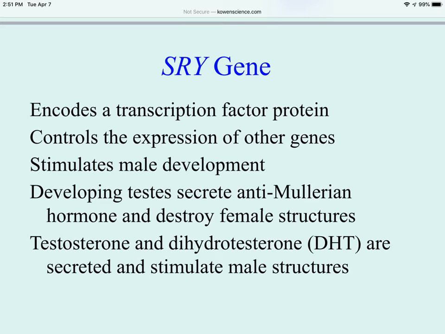So the SRY gene is the gene that controls the expression of other genes that stimulate male development. So when a male is developing testes, this secretes a hormone called anti-Müllerian hormone, and this destroys the female structures. Testosterone and DHT also are secreted, and those stimulate male structure development.